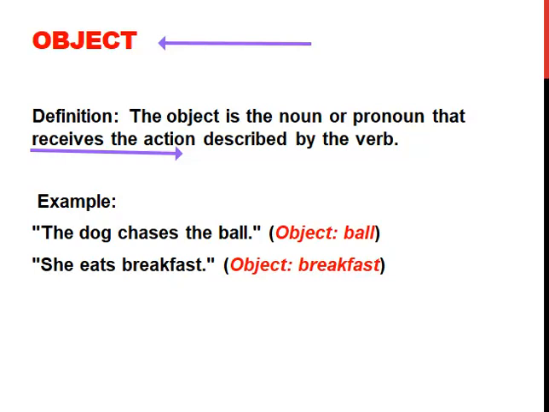For example, the dog chases the ball. The dog is the noun phrase, chases is the verb, and the ball is the object. Now you can see, she eats breakfast daily. So breakfast daily is the object, eats is the verb and she is the subject. So I hope you got a very good understanding of the object.